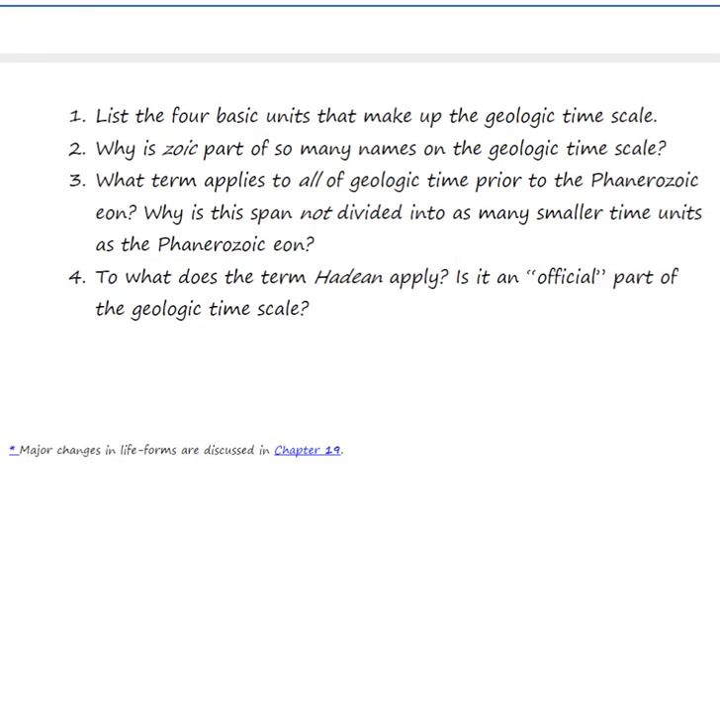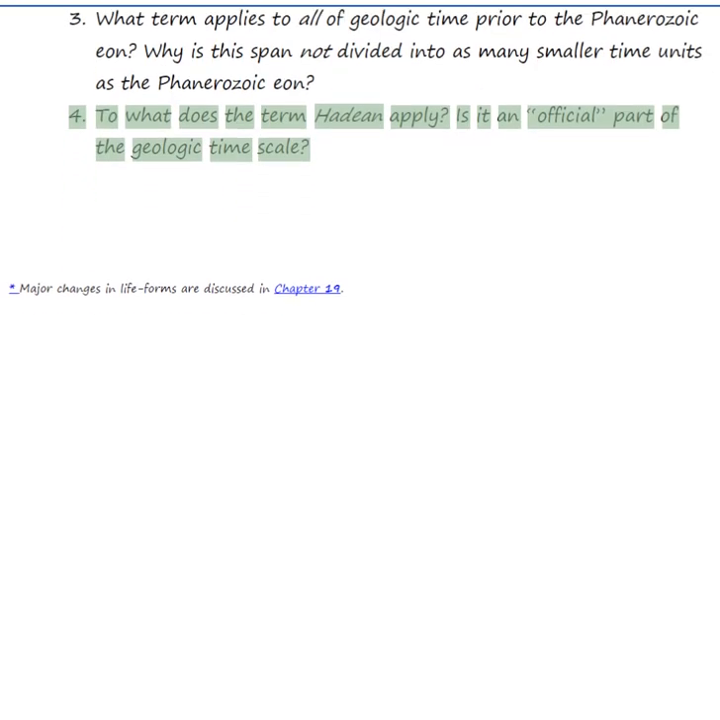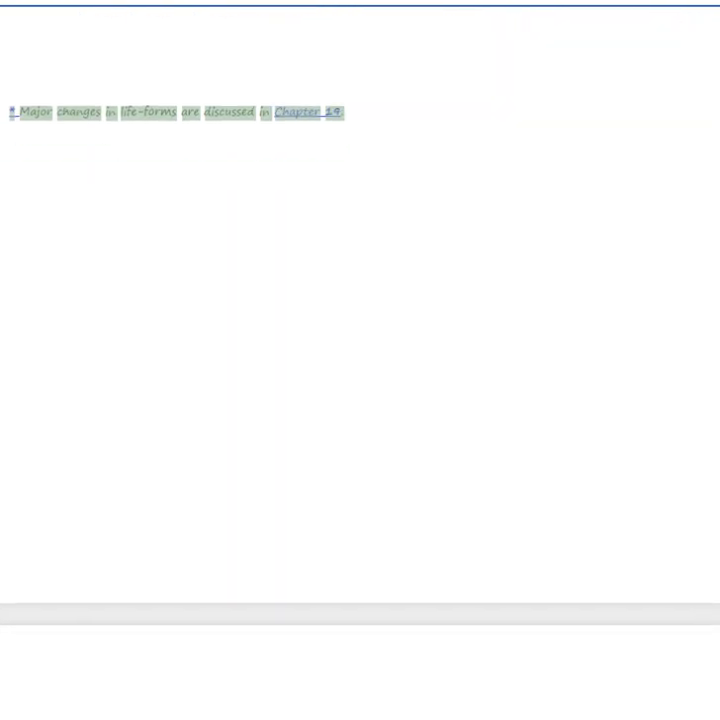Concept checks 18.6. 1. List the 4 basic units that make up the geologic time scale. 2. Why is Zoic part of so many names on the geologic time scale? 3. What term applies to all of geologic time prior to the Phanerozoic Eon? Why is this span not divided into as many smaller time units as the Phanerozoic Eon? 4. To what does the term Hadean apply? Is it an official part of the geologic time scale? Major changes in life forms are discussed in Chapter 19.